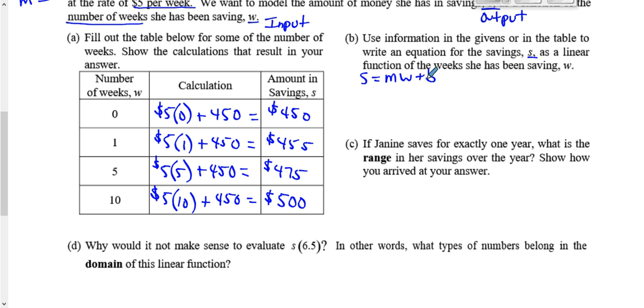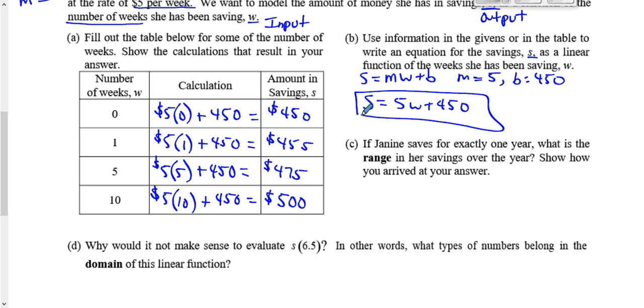So what's the m in this case? Technically 5 over 1. And what's the b? 450. So what's the equation, everybody? 5W + 450. So there's our linear equation. Instead of x and y, we're just using W and S.